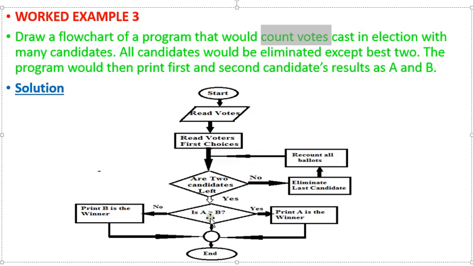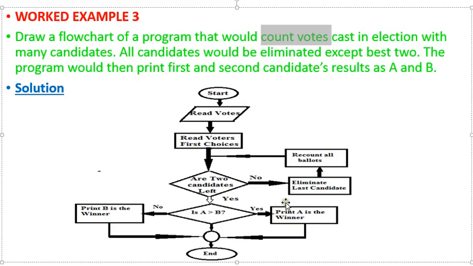So now it will go to another decision box and say, is A greater than B? If A is greater than B, it will come and print A is the winner. And I'm sorry, this box, since it is printing an output, is supposed to be a parallelogram, but I made a mistake. I used a rectangle, so you can correct it.